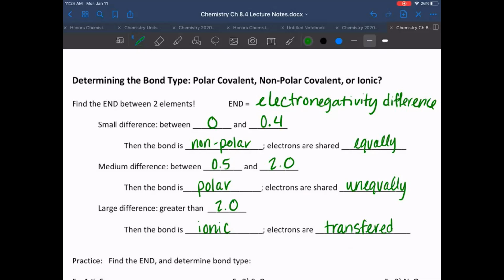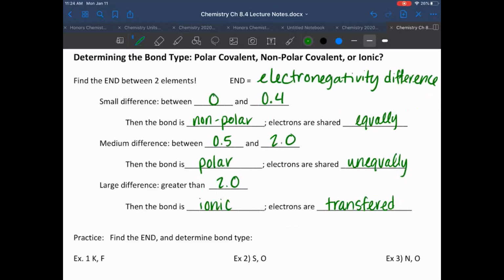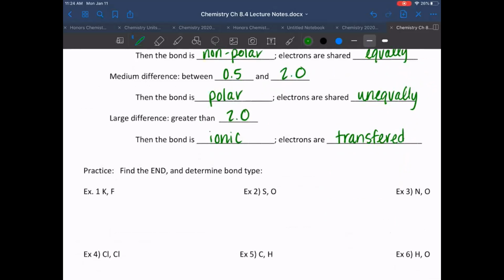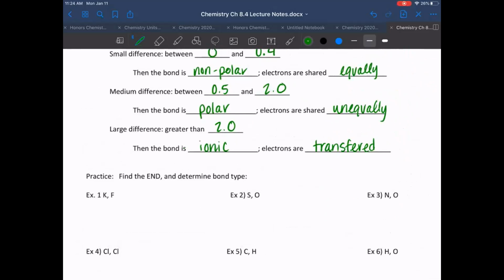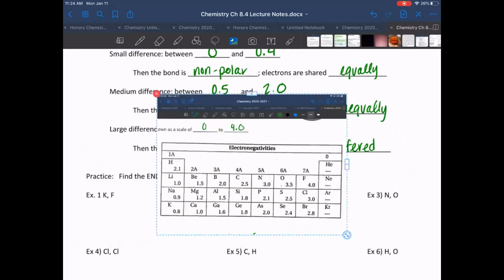All right. So any questions on setting up this scale? If you get a difference between 2 atoms between 0 and 0.5, nonpolar; between 0.5 and 2, it's polar; greater than 2, ionic. And so we're going to practice determining those. Starting with the first one here, I'm going to bring back this table here.